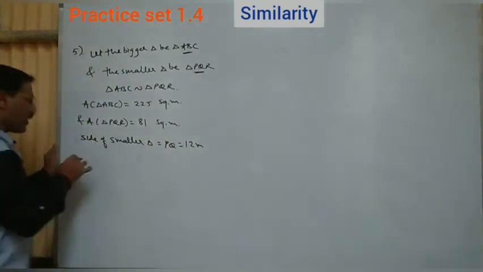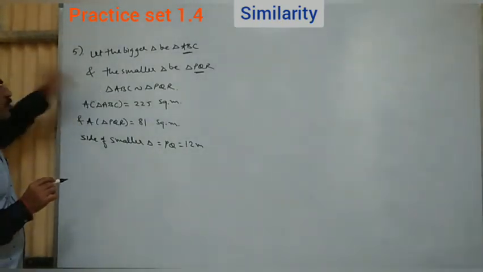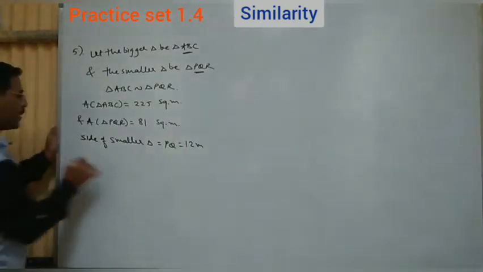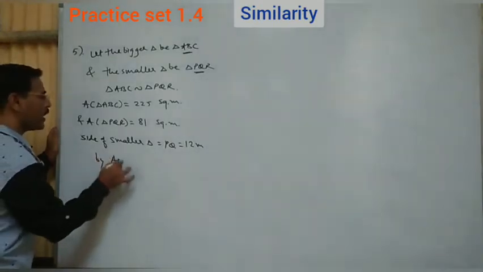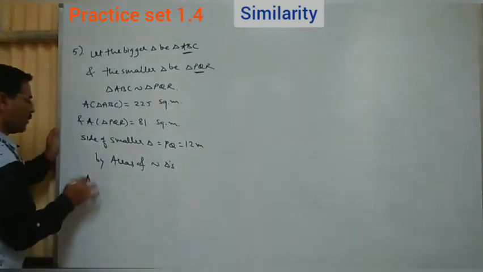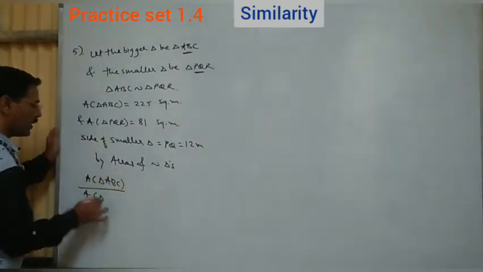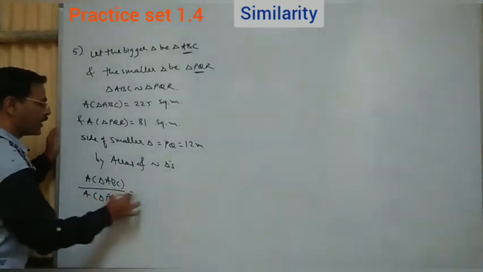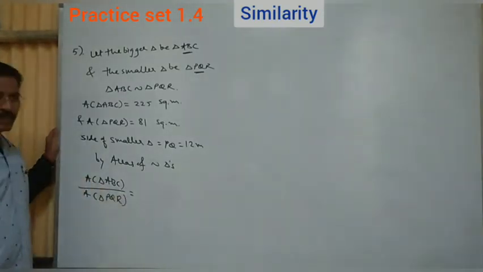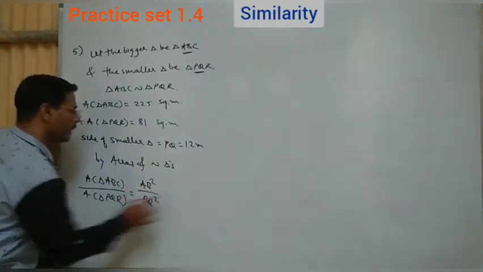Okay. Now we are going to find A. First of all, what is given to us? These two triangles are similar. By the areas of similar triangles, area of triangle ABC upon area of triangle PQR is equal to, we'll take just the corresponding side, which is AB square upon PQ square.